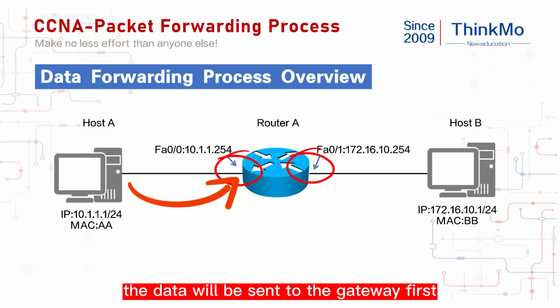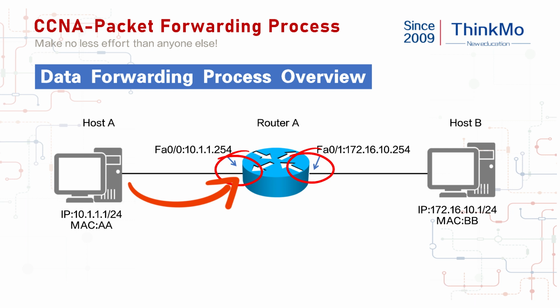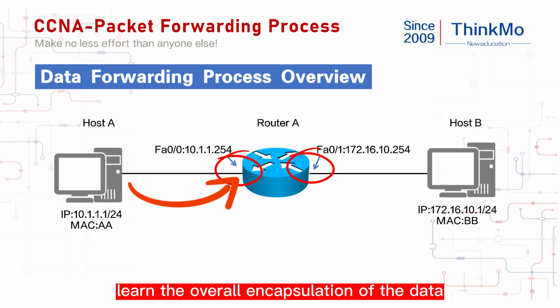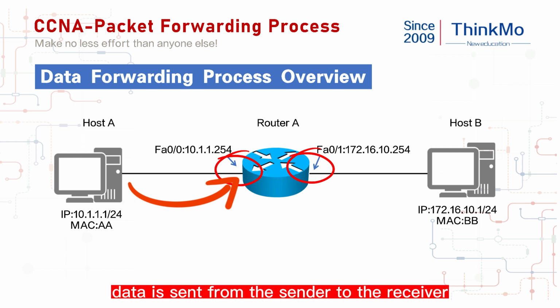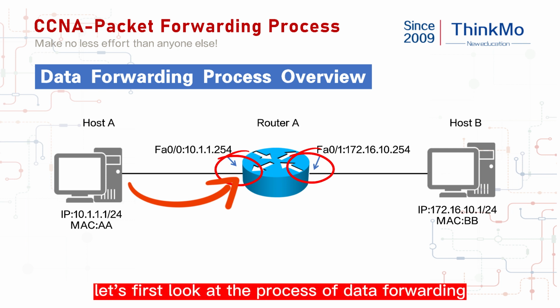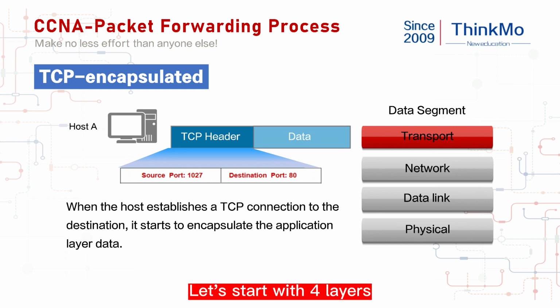The data will be sent to the gateway first. But what we are discussing today is not ARP. Let's review the overall data forwarding process. For data, in the first class we learned the overall encapsulation of the data. Data is sent from the sender to the receiver. When it is processing data between the two, what kind of relationship exists? Let's first look at the process of data forwarding. Let's start with 4 layers.